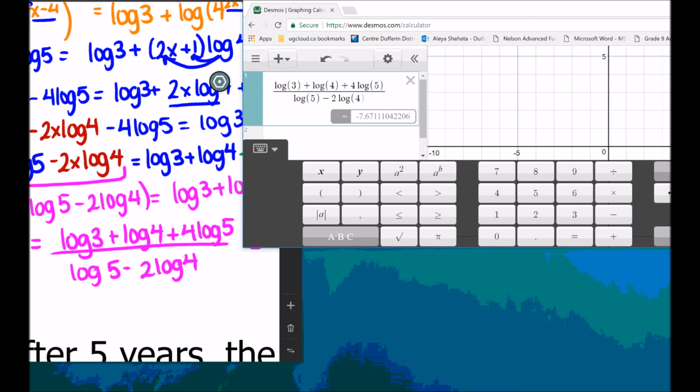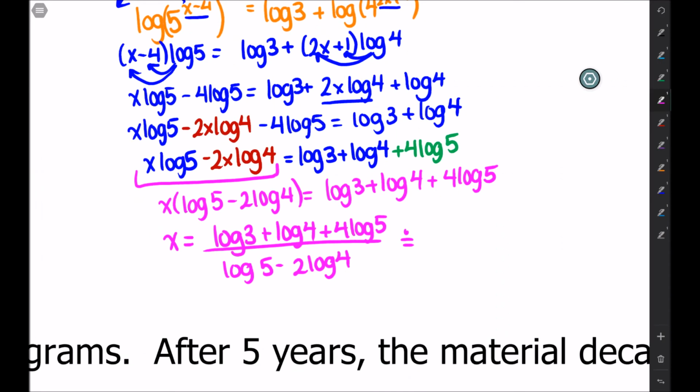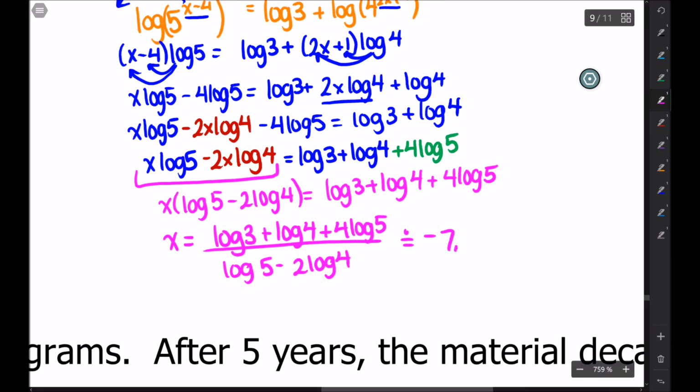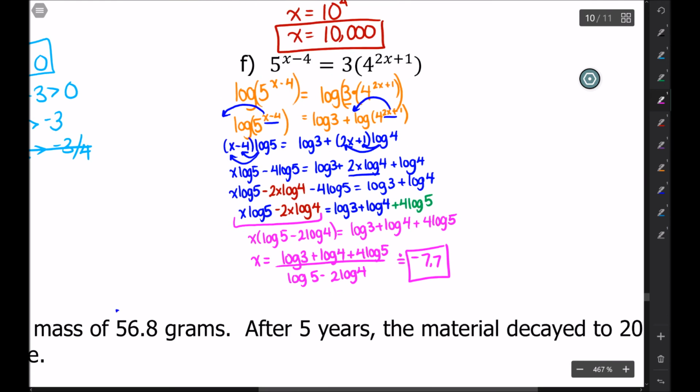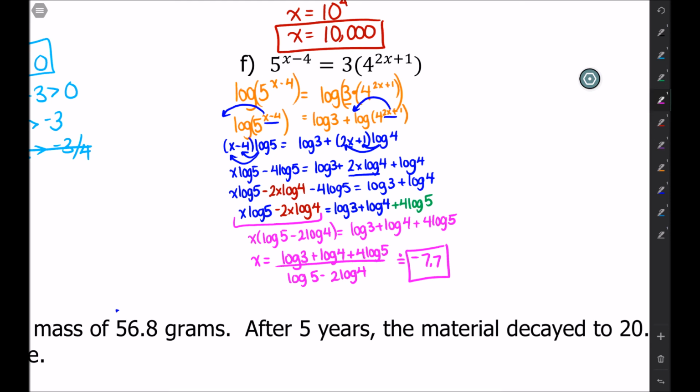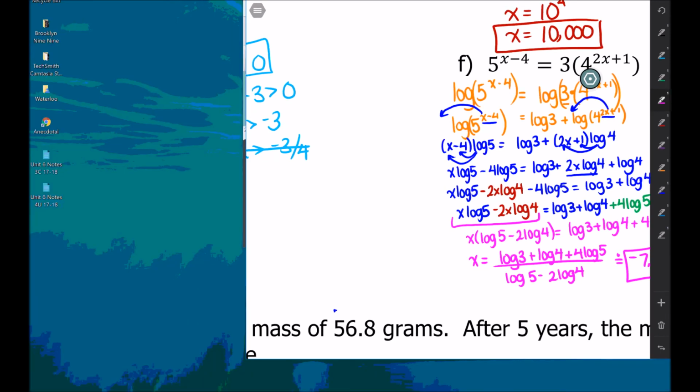Okay, so when we finish this all up, we end up getting x is approximately equal to negative 7.7. So here we can say x is about negative 7.7. Now, because it was exponential, our input is allowed to be any x value we want. There are no restrictions, so negative 7.7 is a possible solution. But let's verify this by typing this in to Desmos.